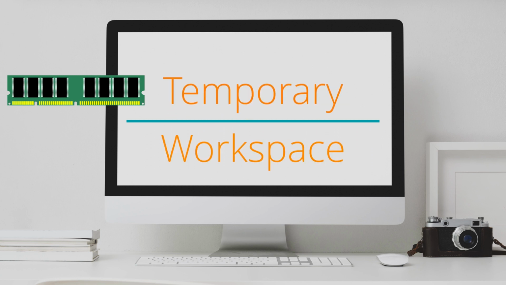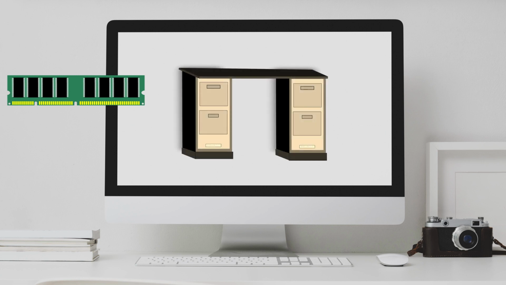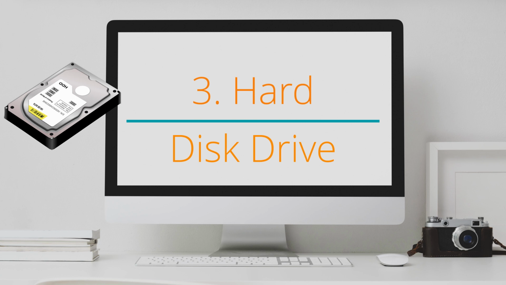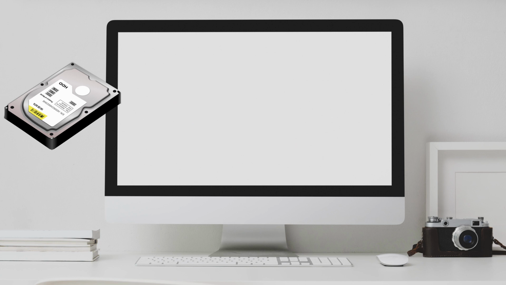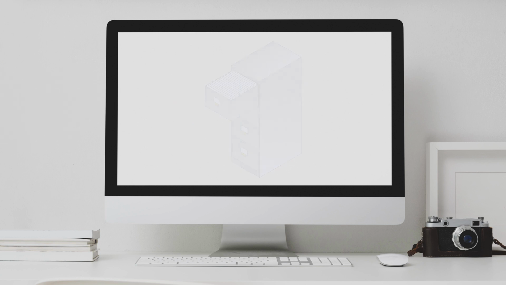It is a temporary workspace for working with data, just like Mr. Accountant's desk. Third, a hard disk. It is a permanent storage for data, just like Mr. Accountant's filing cabinet. To understand how computer works, let's go back in time again and see how Mr.